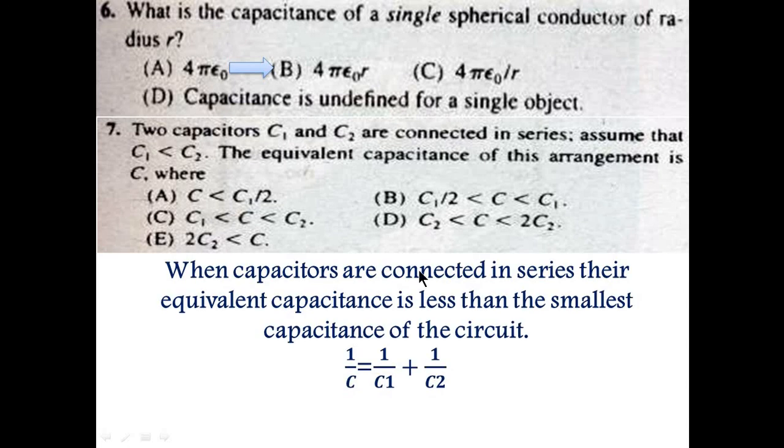When the capacitors are connected in series, then the equivalent relation would be 1 by C is equal to 1 by C1 plus 1 by C2. So here we know that C1 is less than C2. In series combination, the equivalent capacitance is always less than the smallest capacitance of the circuit. So it means that the equivalent capacitance C would be even less than C1. So option B is the correct option, in which this capacitance is less than C1 and greater than C1 by 2.